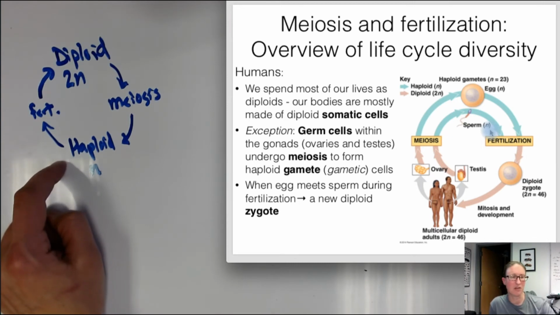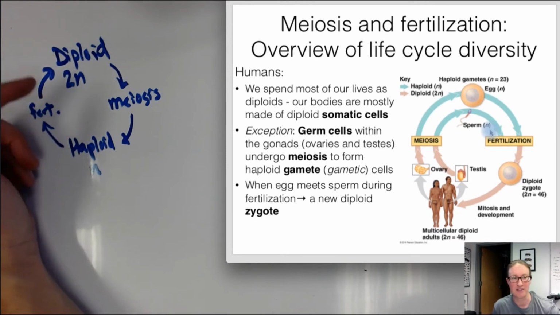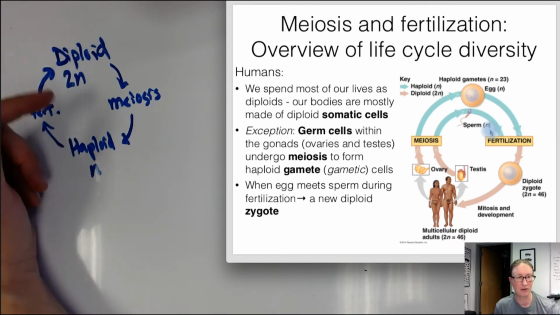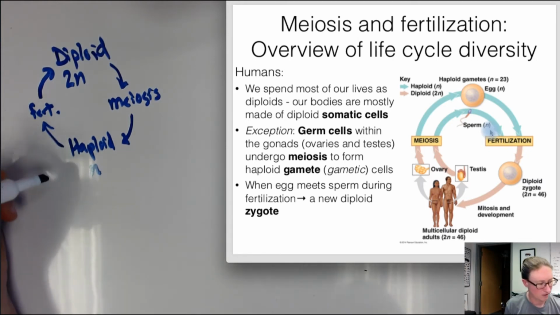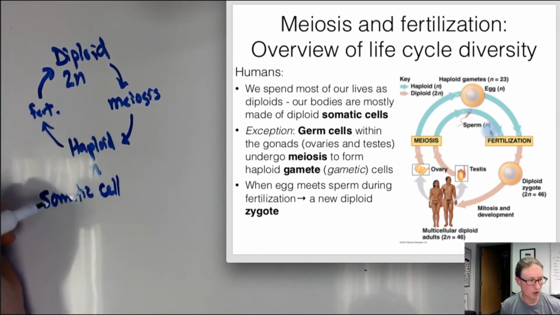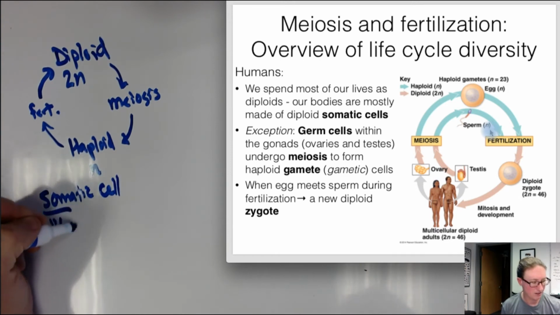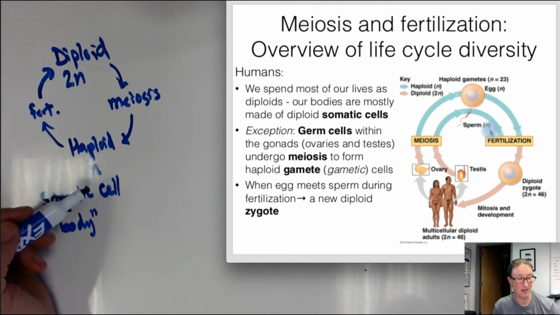So we're going to start out thinking about humans, because I think it's a little easiest to start out thinking about ourselves, and then we're going to look at some other methods for managing this process of toggling back and forth between being diploid and being haploid. So we spend most of our lives as diploids. So our cells, our bodies are mostly made out of diploid somatic cells. So a somatic cell. So the word soma actually means body. So somatic cells are most of the cells that make up our body.